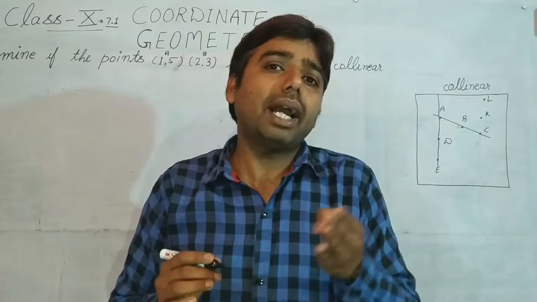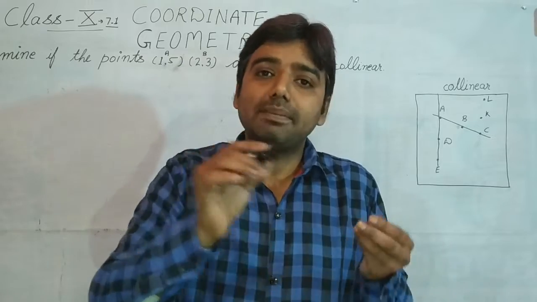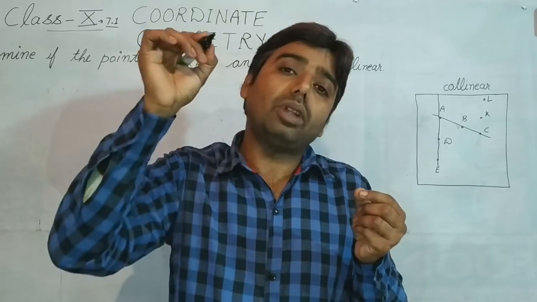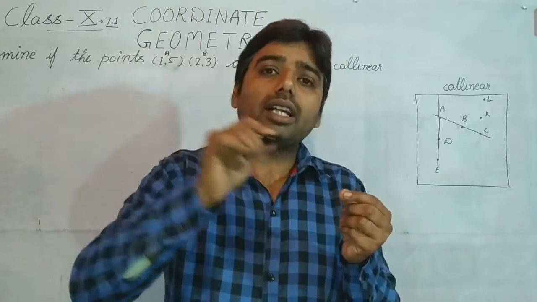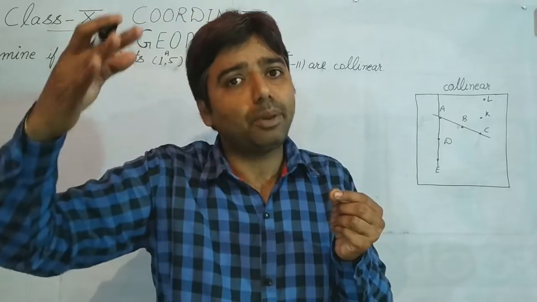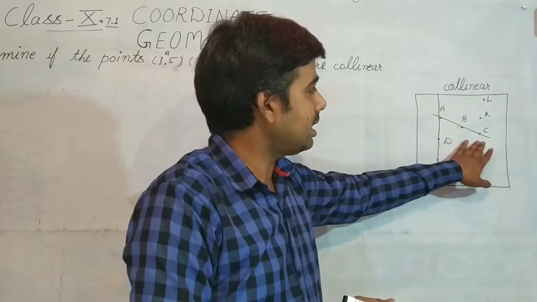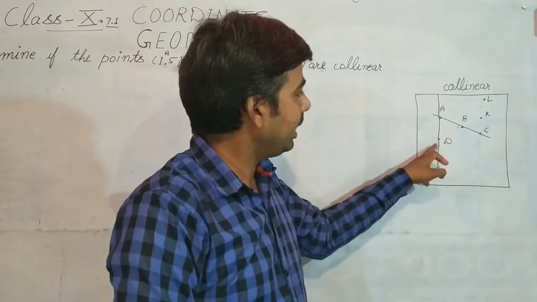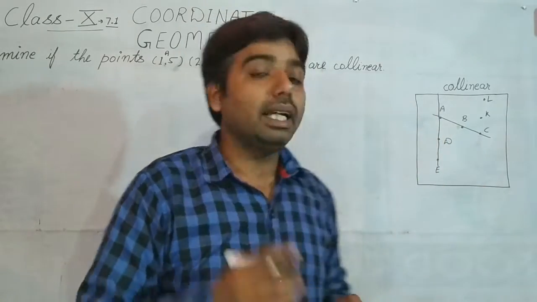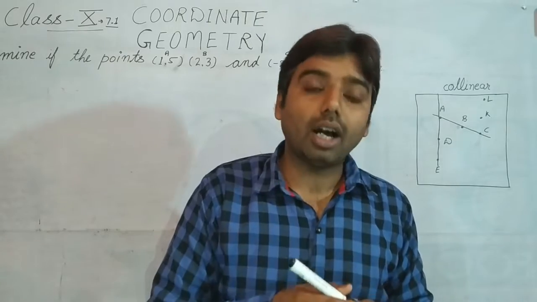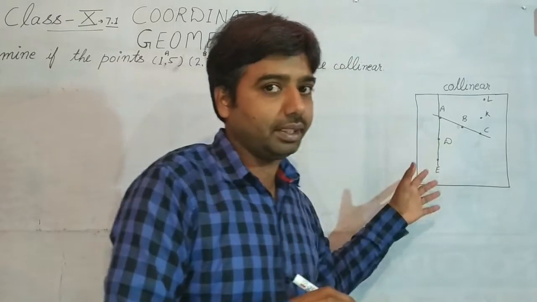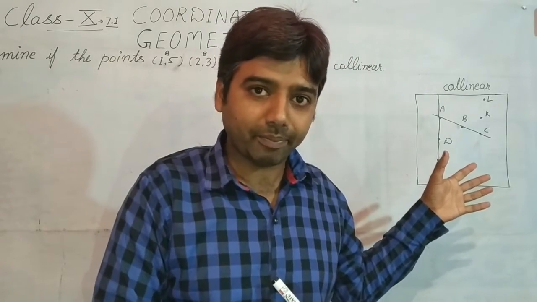What did you do at that time? You were simply drawing a line, and the points that come on one line, these points are collinear. In the figure, A, B, C are collinear, A, D, E are collinear. In the same way, some other points are also collinear in this figure. Can you comment about it?